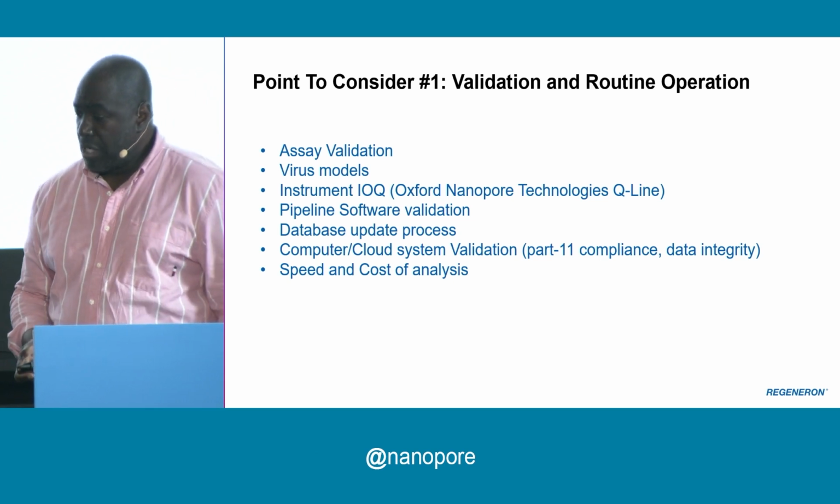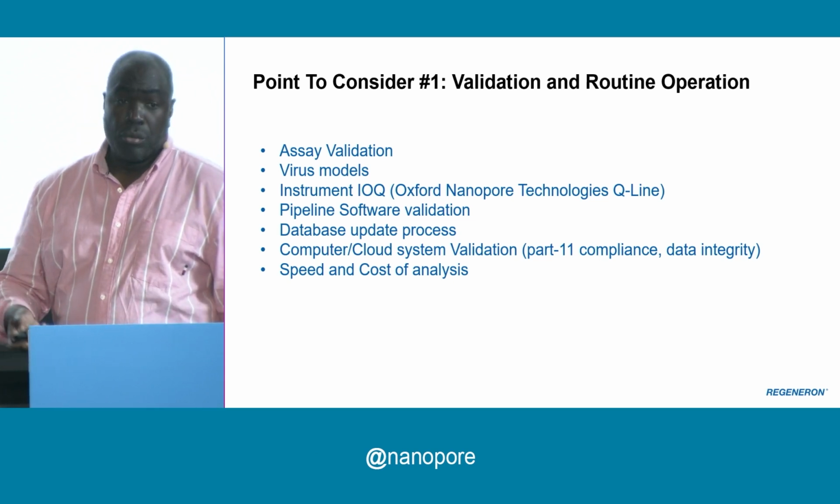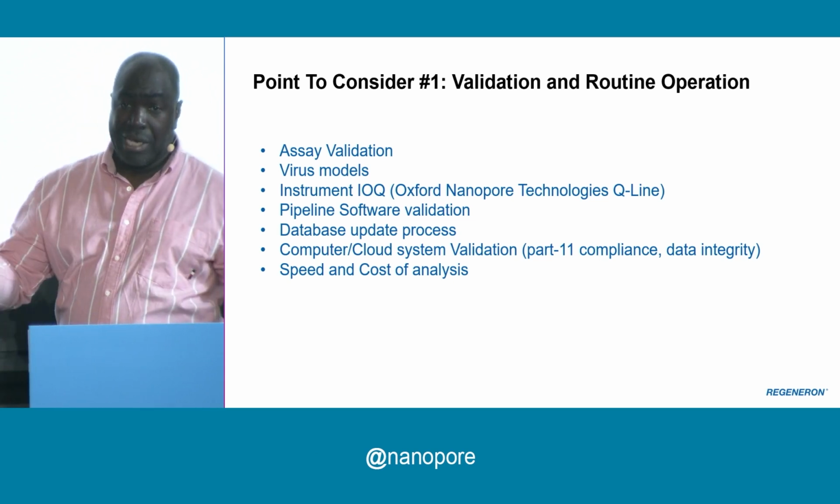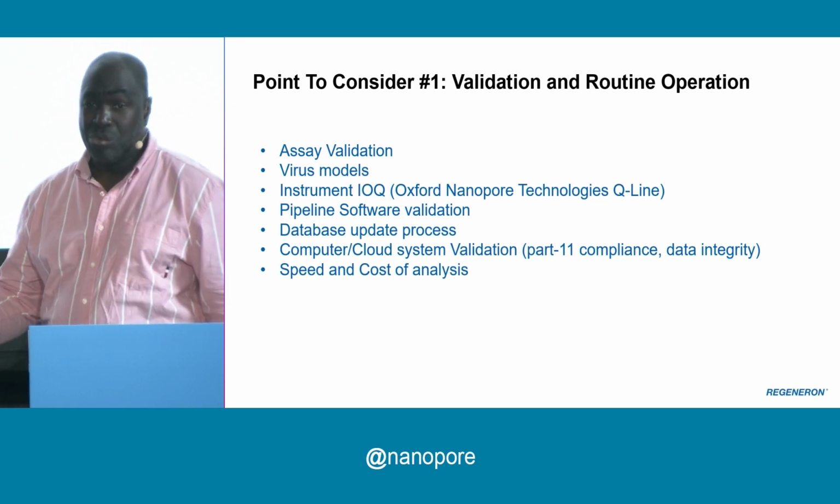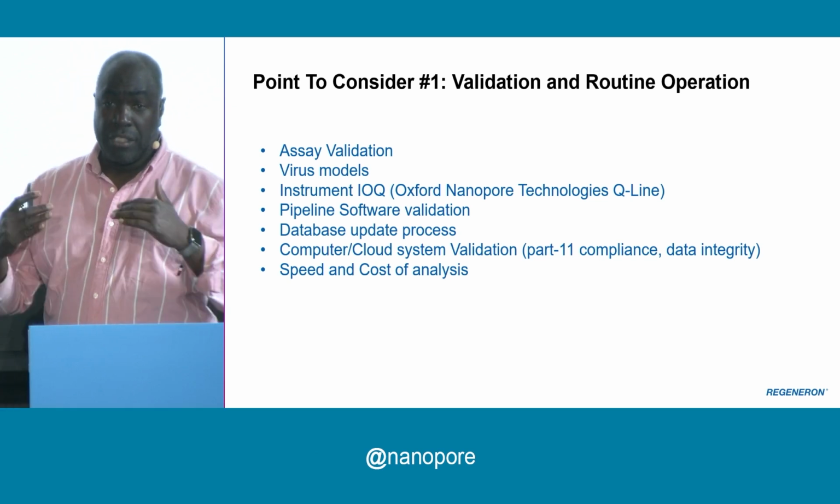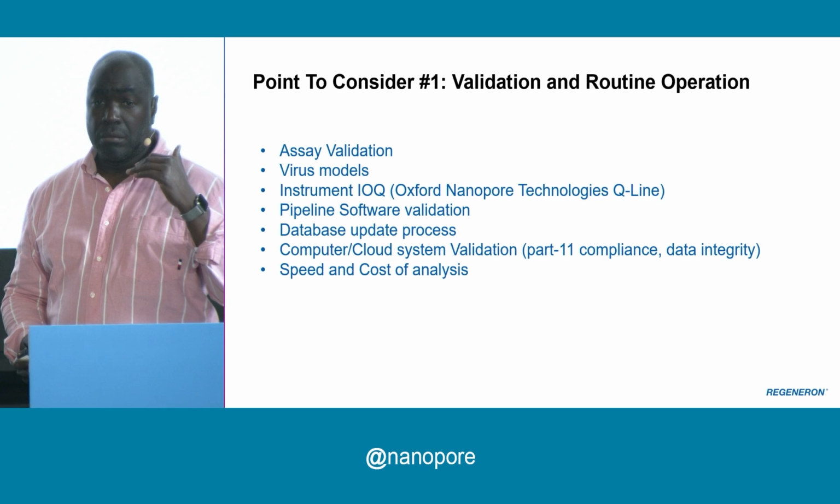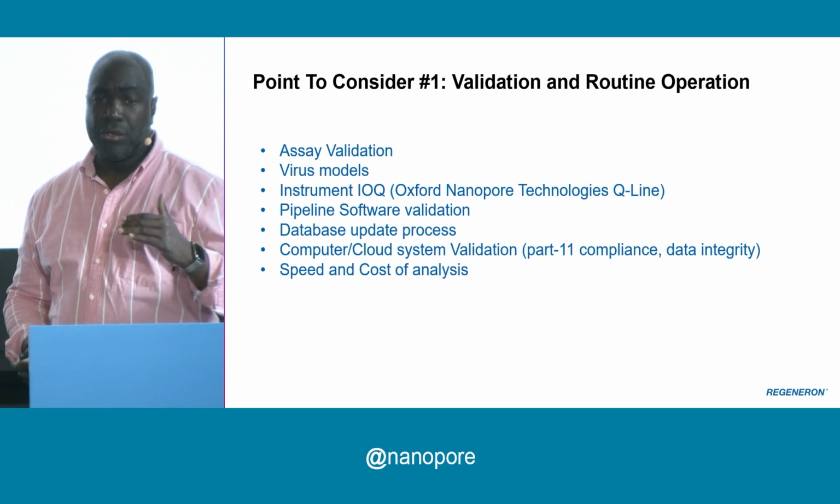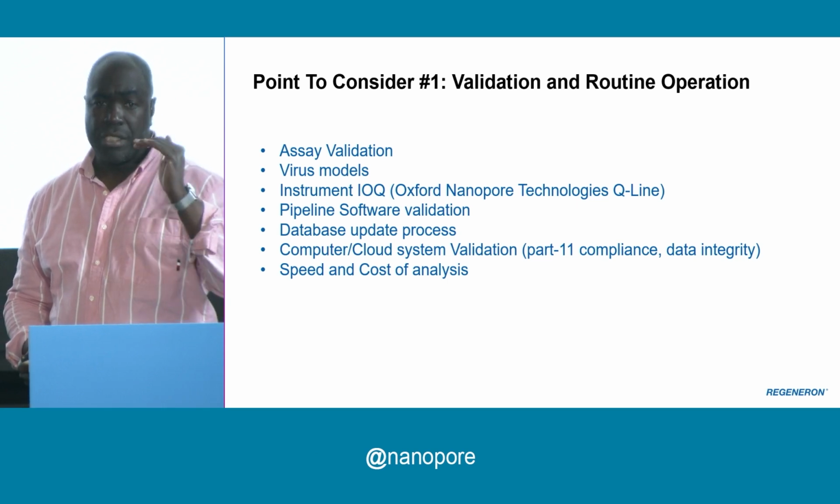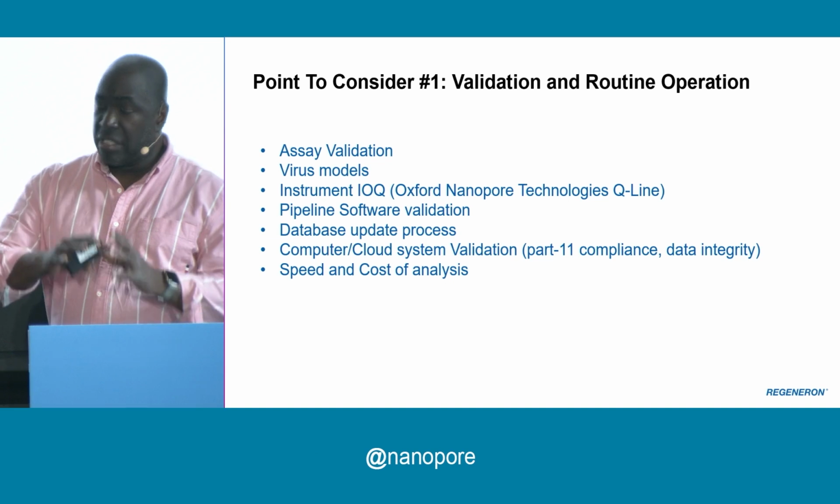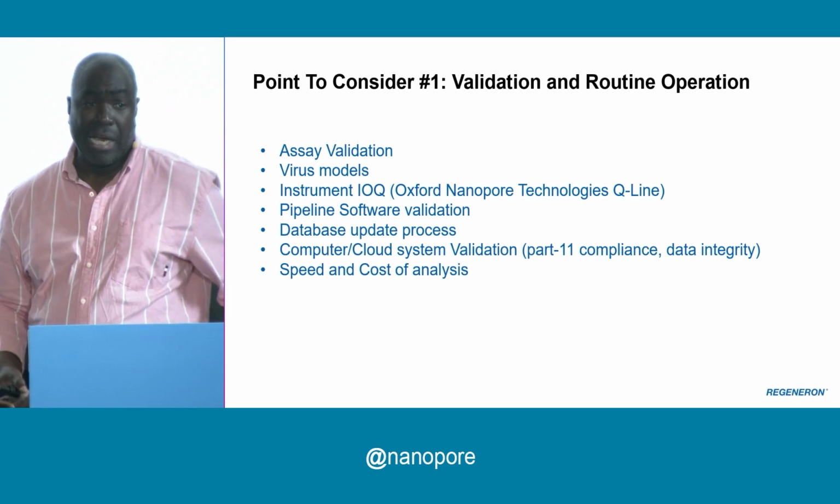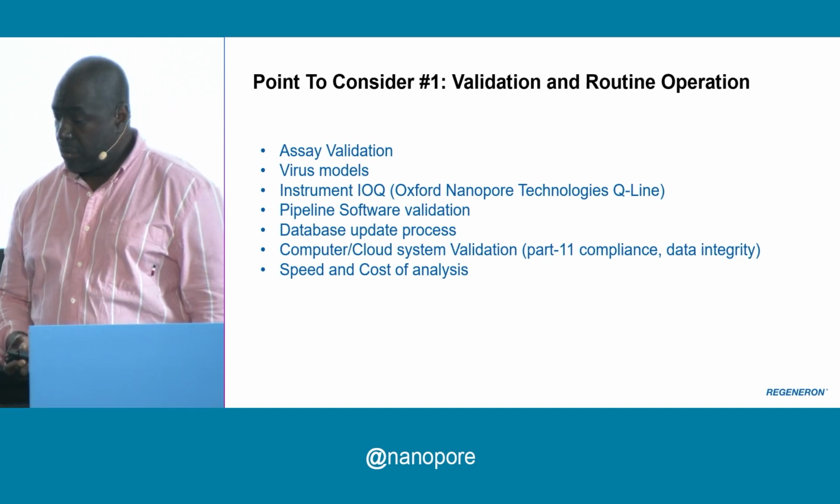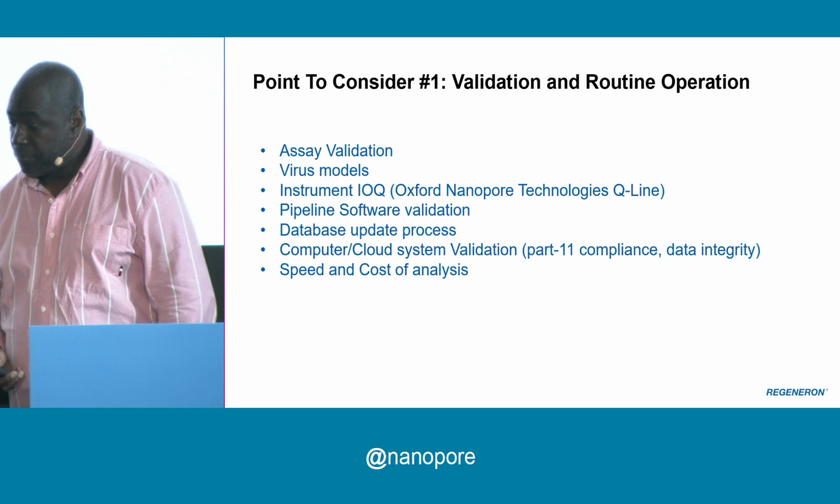And then you have your instrument IOQ. So we had the research line, so now we're switching to the Q line because we encountered some challenge for the IOQ, especially data integrity and audit trail. And those have been resolved in the Q line, so now we're getting our Q line up for shipping.